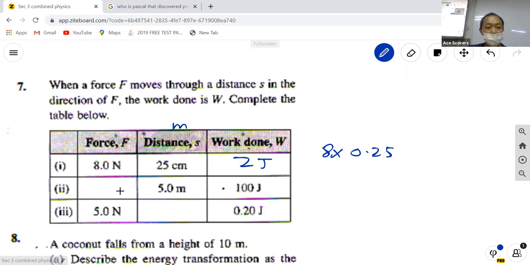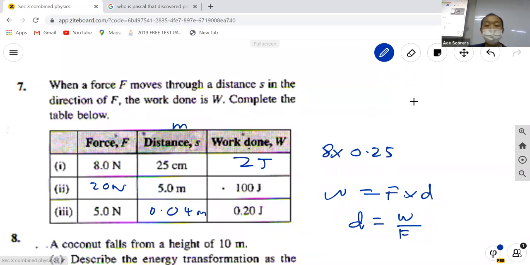Right. Next one, Elijah. 20 newton. Yeah. So same formula, right? Force times distance. So to find this, it is divided by this. The next one, 5 times something gives you 0.2. So all you have to do is take work done equals force times distance. So to find D, D equals W over F. So 0.2 divided by 5, 0.04 meter. Okay, next.